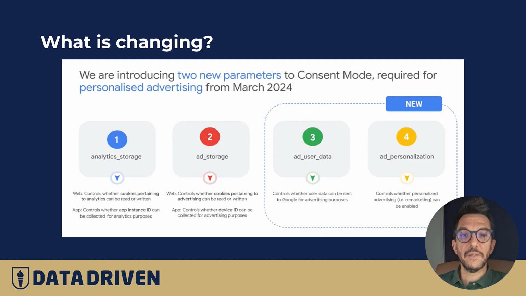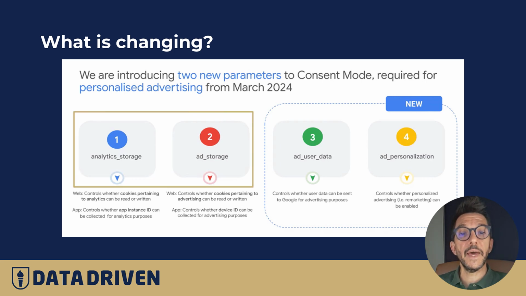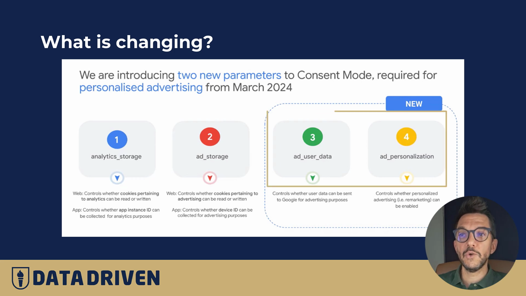So what's changing? Google is introducing two new parameters. So far we had analytics storage and ad storage that in the basic consent mode defined what data your website is allowed to share with Google platforms. Now Google is introducing two new parameters, ad user data and ad personalization, and they give more fine-tuning control over what's to be shared with Google, as you will see in the upcoming slides.